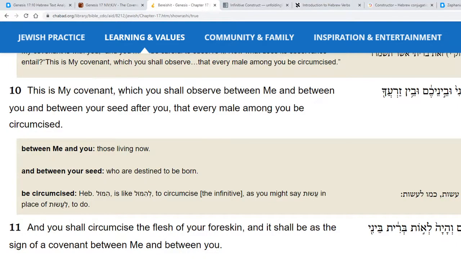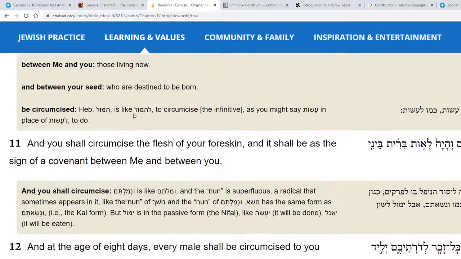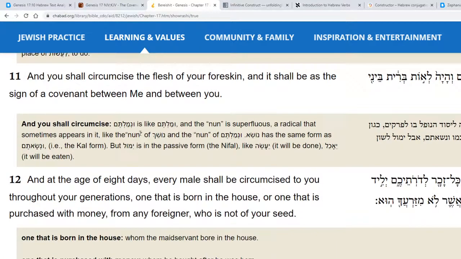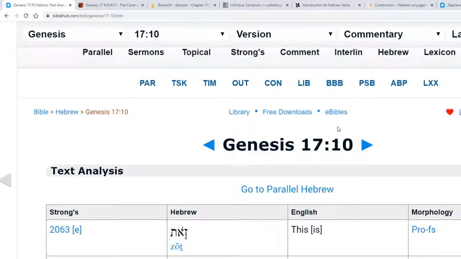Chabad: this is my covenant, which you shall observe. They're translating tishmeru, observe. Between me and between you and between your seed after you, that every male among you be circumcised. Okay. You can read the Rashis if you like. Okay.